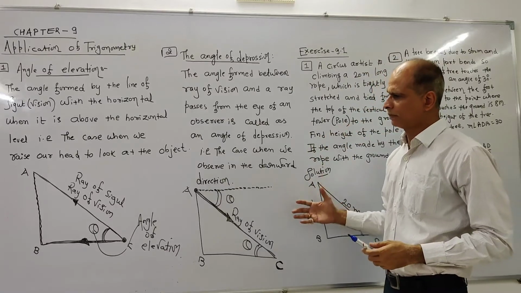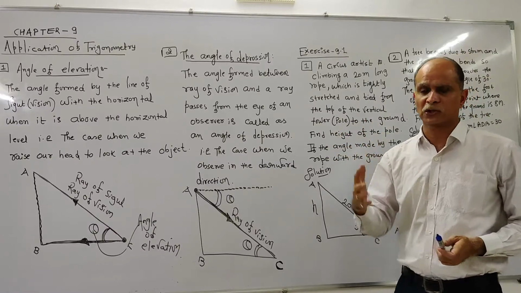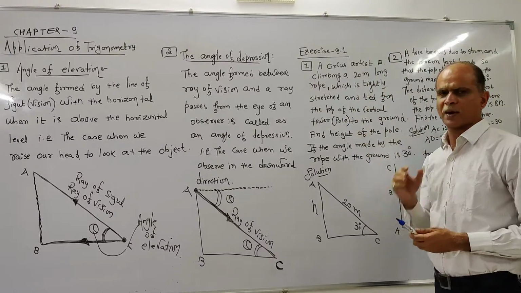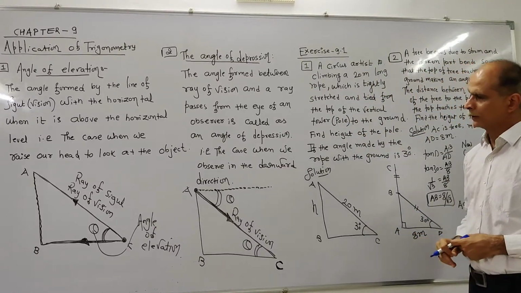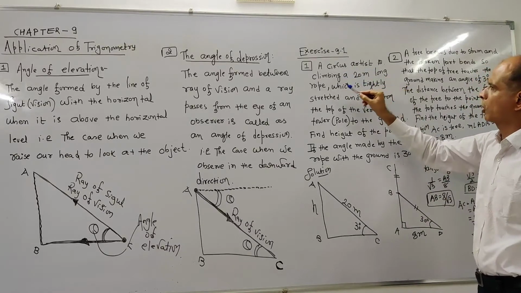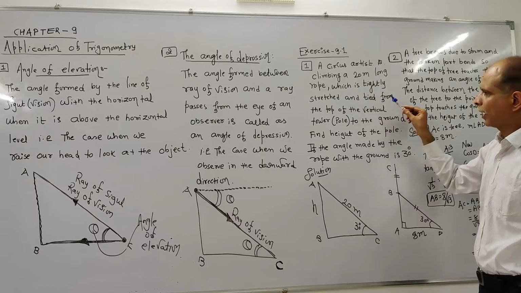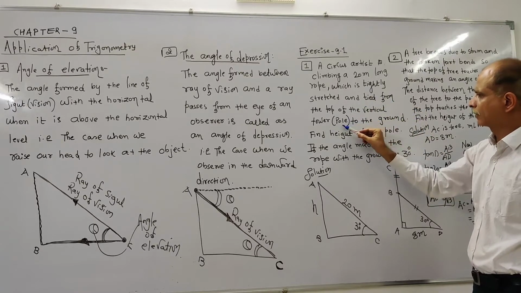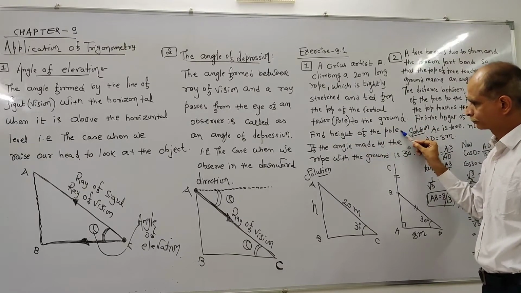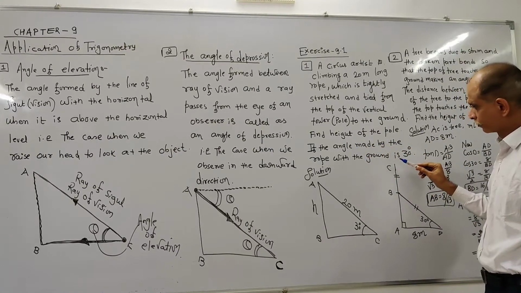In almost all examples, you have to use these two concepts. If you are perfect in these two concepts, you can solve any example of this chapter. So let us start exercise 9.1. First example, a very simple example. A circus artist is climbing a 20-meter long rope which is tightly stretched and tied from the top of a vertical pole to the ground. Find the height of the pole if the angle made by the rope with the ground is 30 degrees.